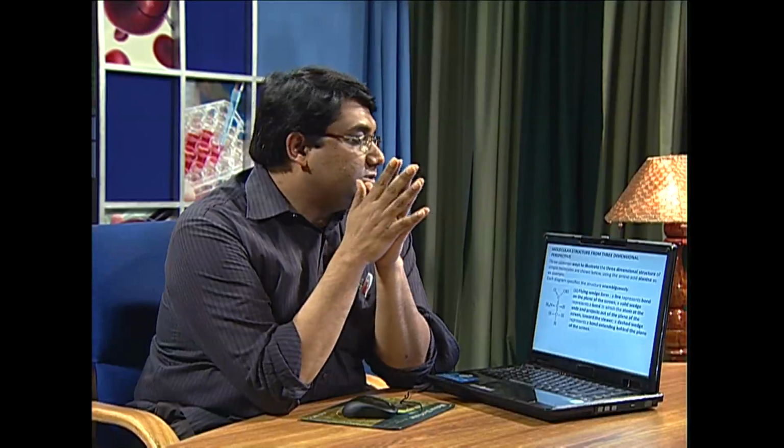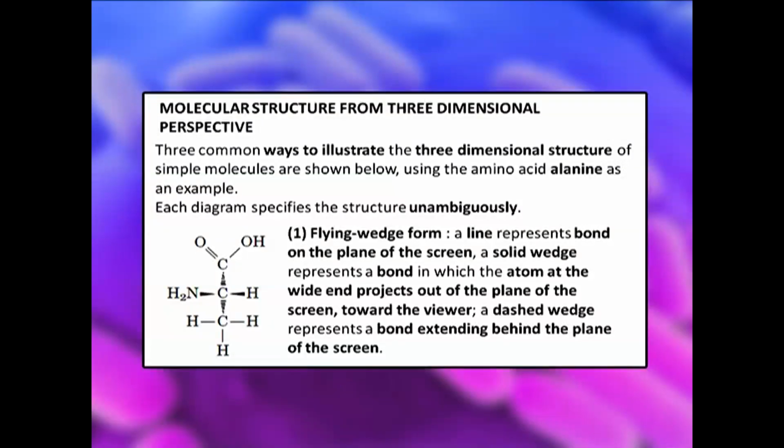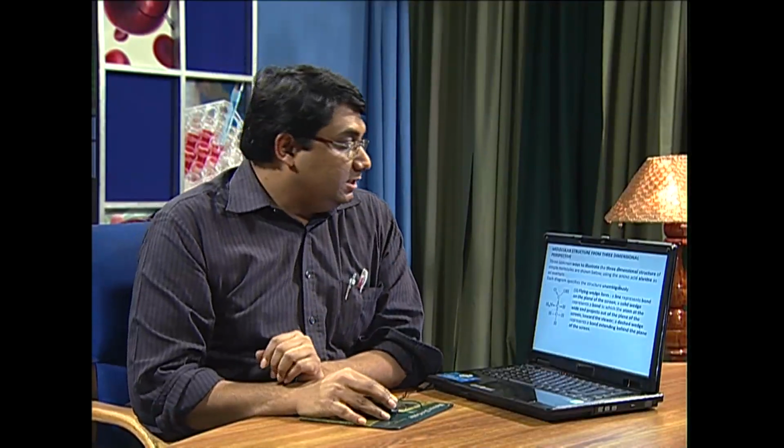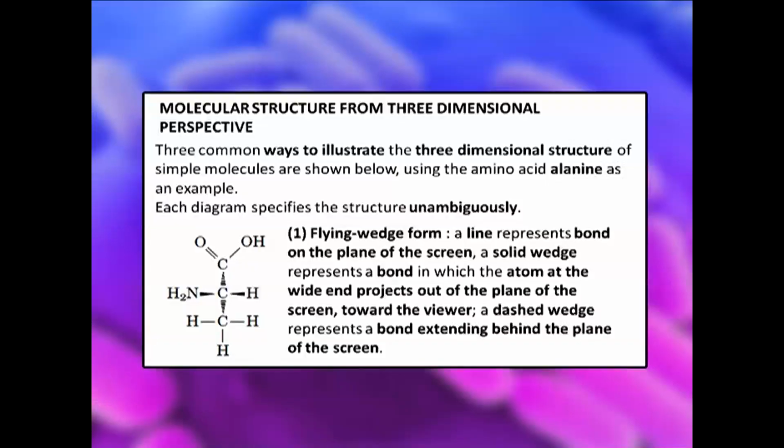There are three common ways to illustrate the three-dimensional structure of simple molecules. Here it is shown using alanine, the amino acid, as an example, and each of these three representations designates the structure unambiguously. First of all, let us consider this flying wedge form.